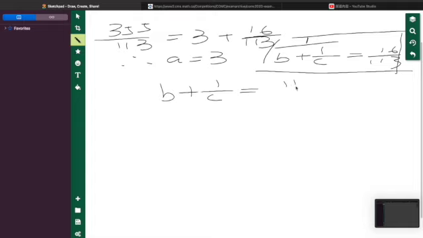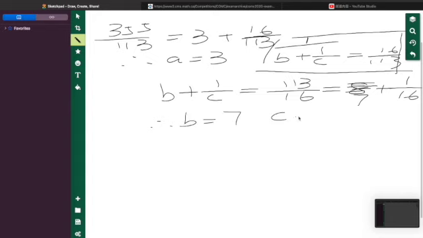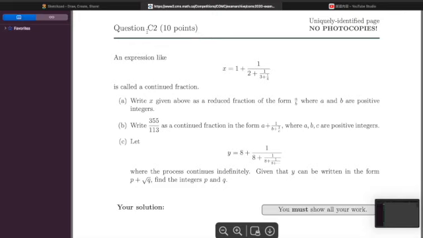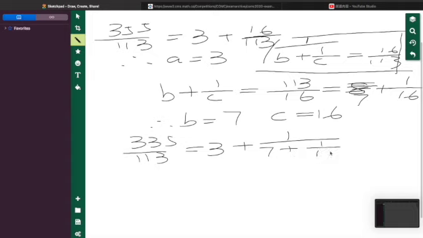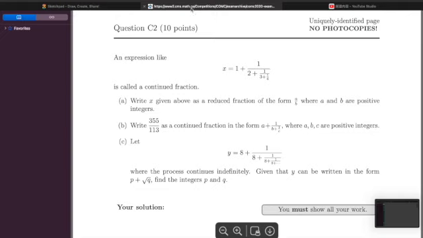1 divided by b plus 1 over c is equal to 16 divided by 113. So b plus 1 divided by c is equal to 113 divided by 16. And then we want to factor 113 divided by 16 again, and we get 7 plus 1 over 16. So b is equal to 7 and c is equal to 16. So our final answer is going to be 3 plus 1 divided by 7 plus 1 divided by 16. And this is our answer for the second problem.